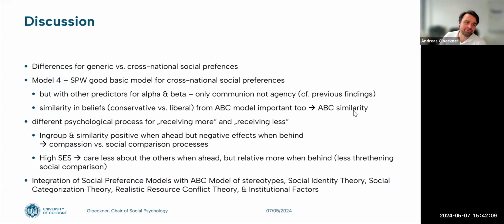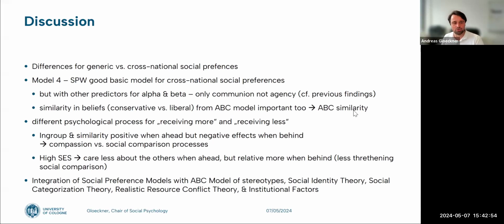So, the discussion: we see substantial differences between generic and cross-national social preferences, which was a bit the motivation to investigate the latter. If they had been the same or not so different, then investigating cross-national social preferences would probably have no meaning, but we see that they are quite different. This model 4, the SPW model, is a quite good starting point for cross-national social preferences, but we need some different predictors for alpha and beta. Only communion is still a good predictor for alpha, but the effect of agency on beta was not replicated.